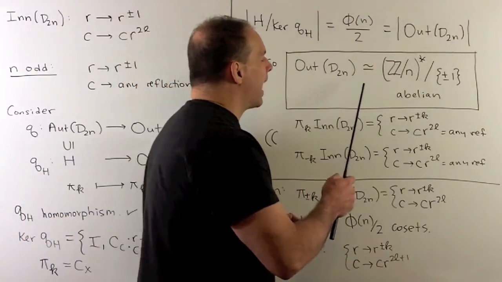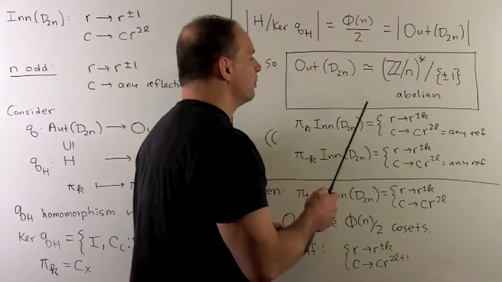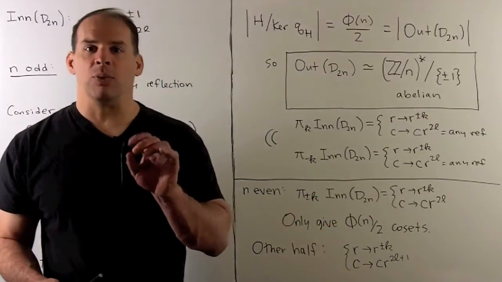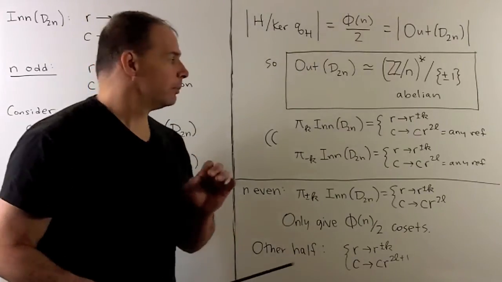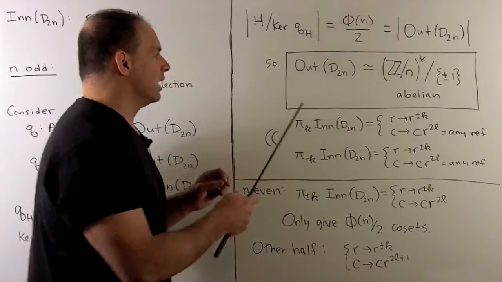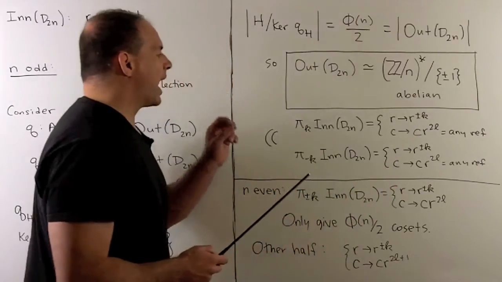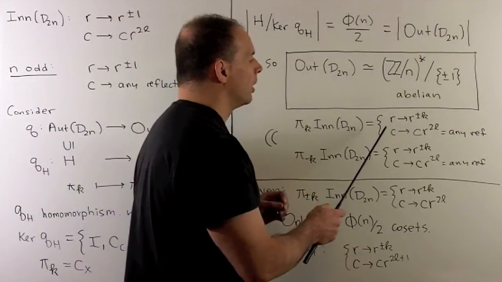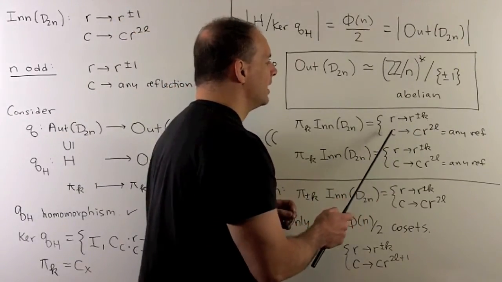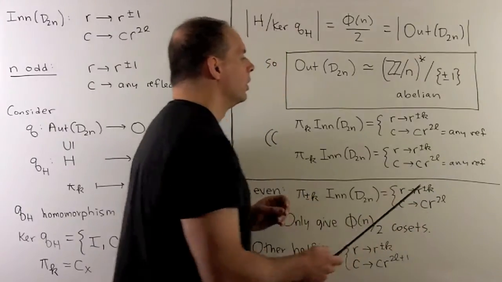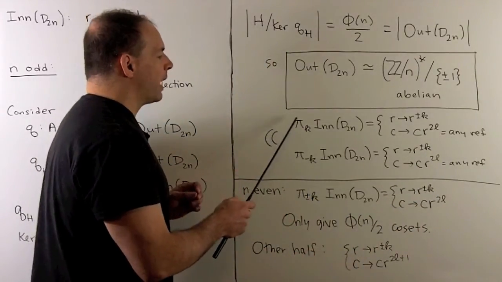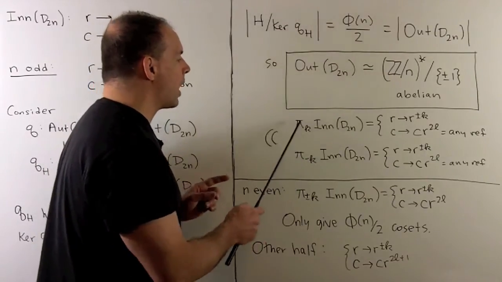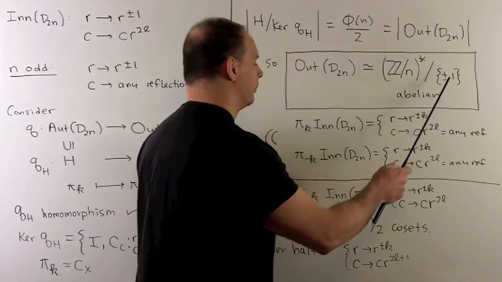We see by this description that Out is abelian when n is odd. To get an idea of what's happening when n is even, let's take a look at the cosets in this case. So if I take pi sub k times Inn, we're going to have the automorphisms of the form R goes to R to the plus minus k, C goes to anything. We note the coset for pi sub k is the same as the coset for pi sub minus k. Okay, so that's why we're modding out here.